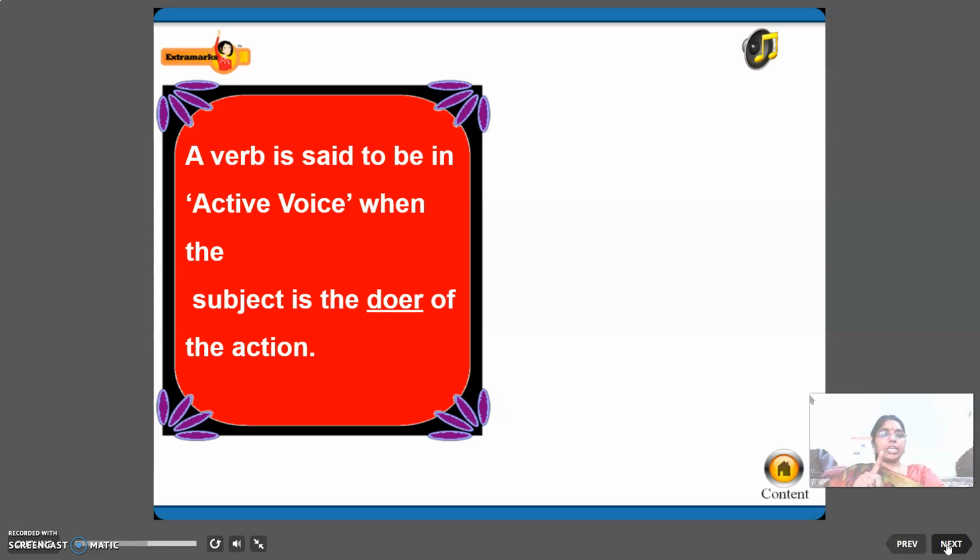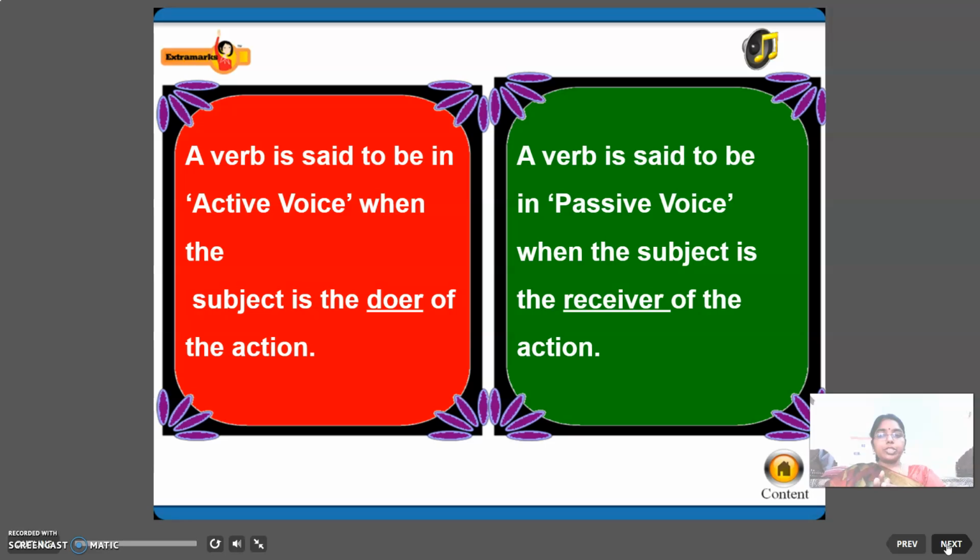A verb is said to be in active voice when the subject is the doer of the action. A verb is said to be in passive voice when the subject is a receiver of the action. So, understand active and passive voice and differentiate. When the subject is doing the action, then it is considered as active voice. When the subject is receiving the action, then it is considered as passive voice.